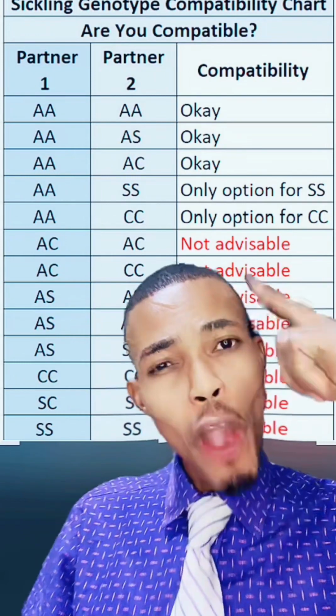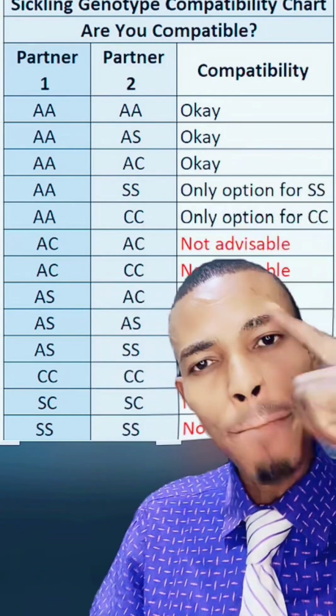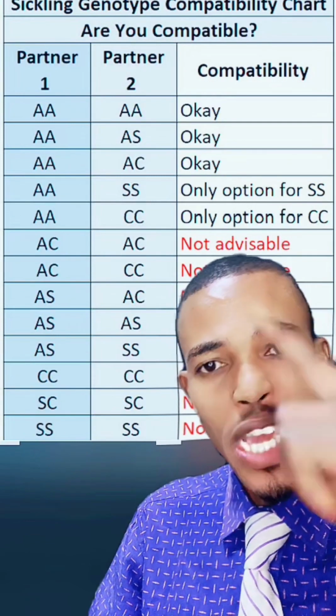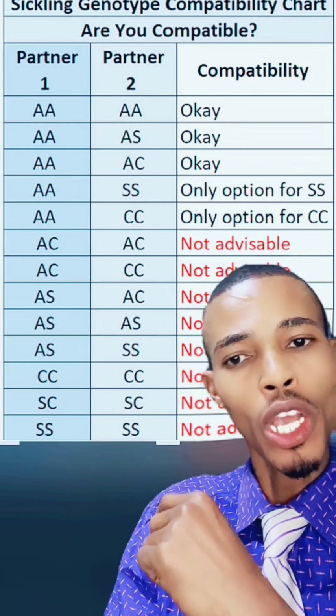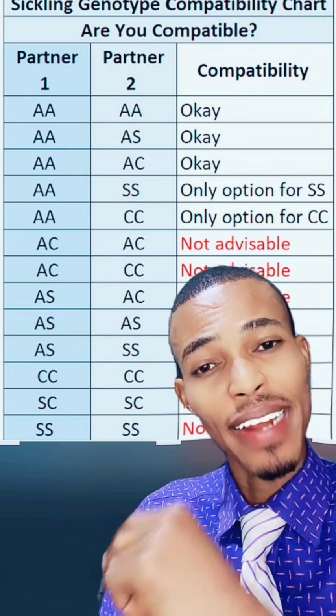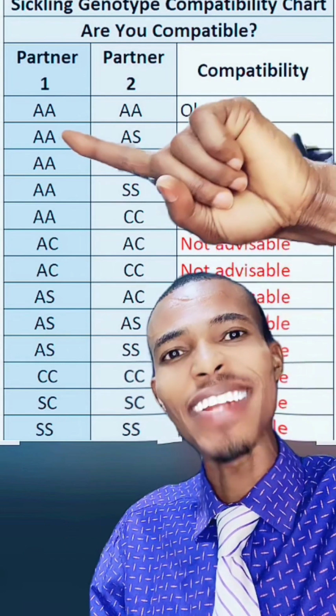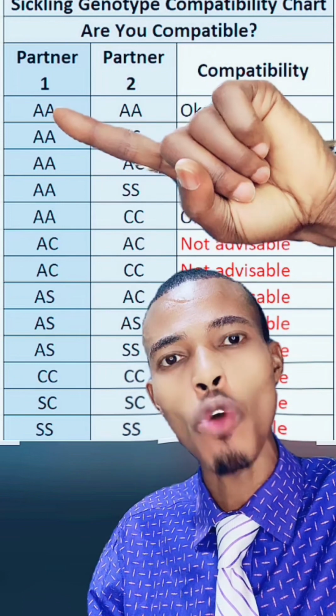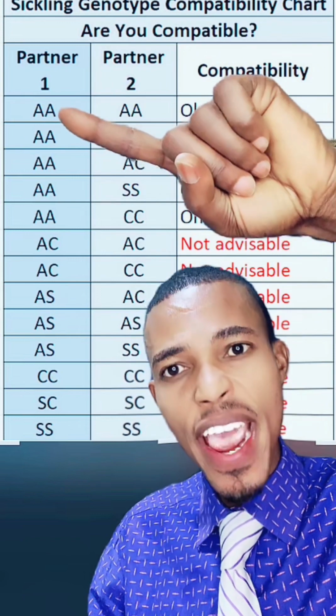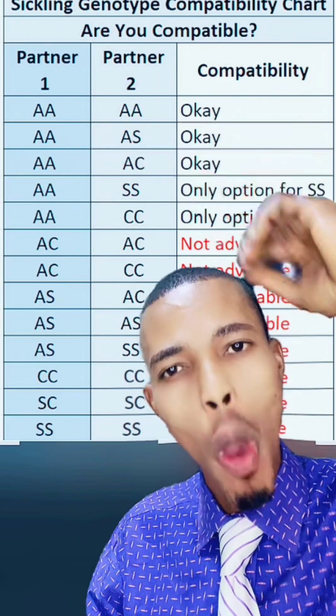We want to deal with it from the grassroots. Before you say I do, guys, remember this. This is so important. You see the chart in the background, right? These are the genotypes that I'm talking about. The normal genotype is what is considered the AA genotype.